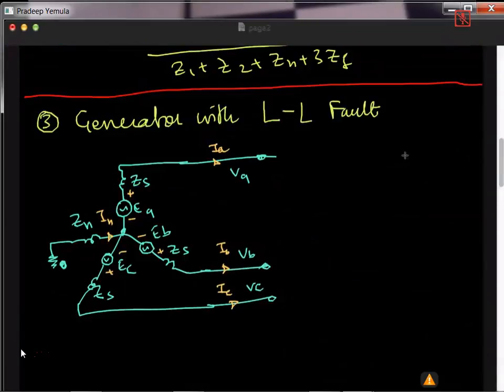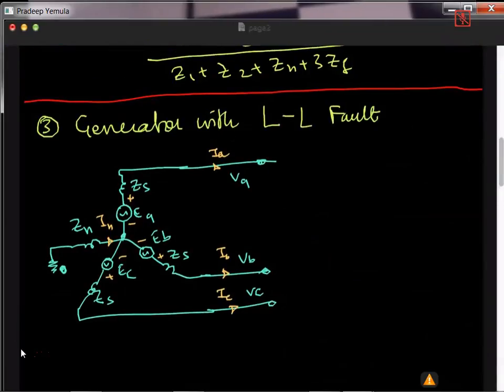So I have a generator. Now I want to create a line to line fault. So how to create a line to line fault? Take this line, with fault impedance Z fault, and short circuit it with the other line. So two lines are short circuited. So this is line to line fault. This voltage is VA, this voltage is VB, VC. You notice VB and VC will be almost equal except for a small voltage drop in this line.